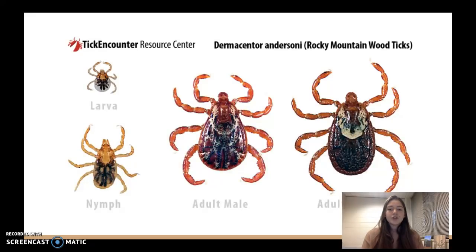So here's a little picture of all the different stages of the life cycle for Dermacentor andersoni. And so the nymph can sometimes infect with CTF, though it's usually the adult male and female. And as I said before, the females can actually cause tick paralysis for a short time.